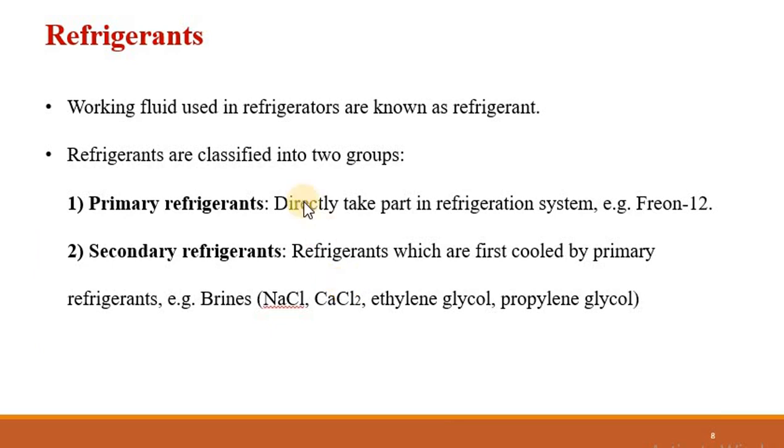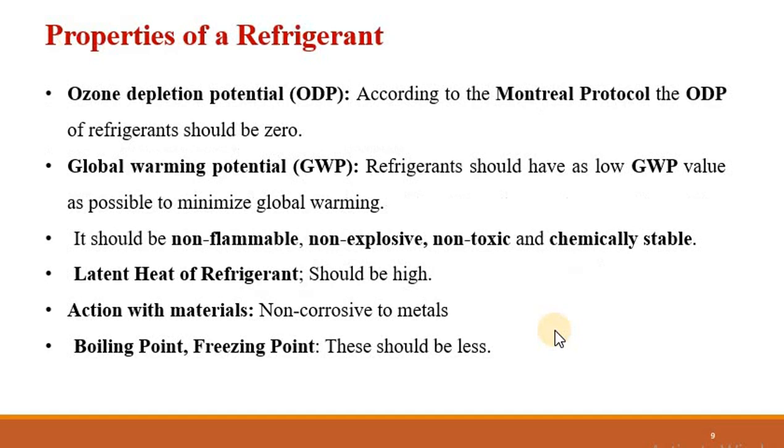Now, what are refrigerants? These are working fluids used in refrigerators. These are majorly of two types, primary and secondary. Primary refrigerants directly take part in the refrigeration system, such as Freon 12, while secondary refrigerants are first cooled by primary refrigerants and then cool the system. These are like brines, sodium chloride, calcium chloride, ethylene glycol, propylene glycol.